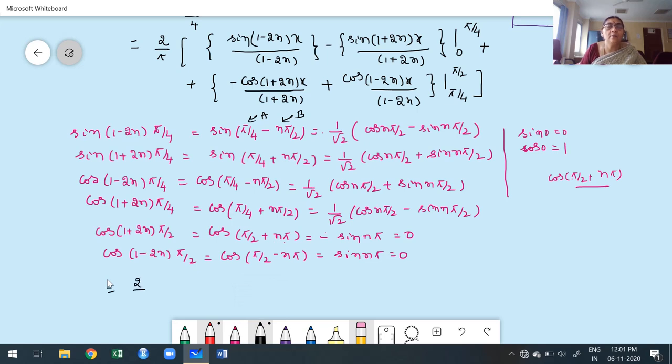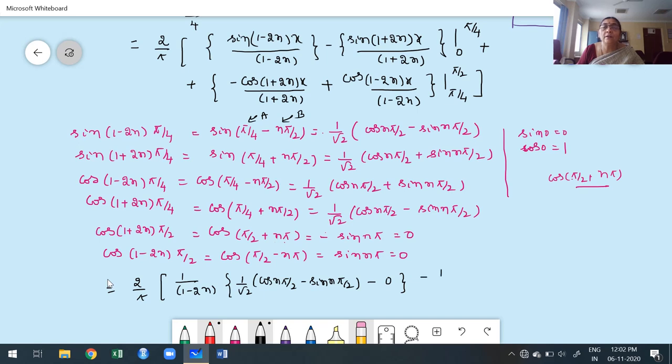Now 2 by pi of 1 by (1 minus 2n) is a constant. Keep it outside. Apply the upper limit. What's the upper limit? Sine of (1 minus 2n) into pi by 4. What is that? 1 by root 2 into cos of n pi by 2 minus sine of n pi by 2. You can't cancel any sine or cos comfortably, because none of the functions is equal to 0 for both upper and lower limit. At least it's not equal to 0, maybe at the upper limit, maybe at the lower limit. Suppose it's 0 for both upper and lower limit, we neglect that term. Minus lower limit. What is my lower limit here? 0. What is sin 0? It is 0.